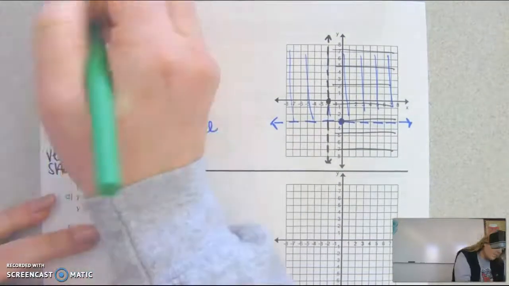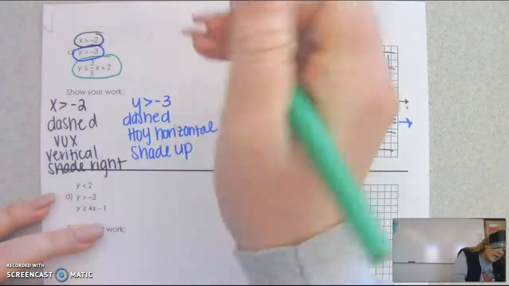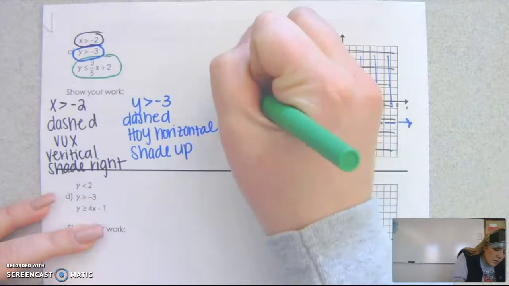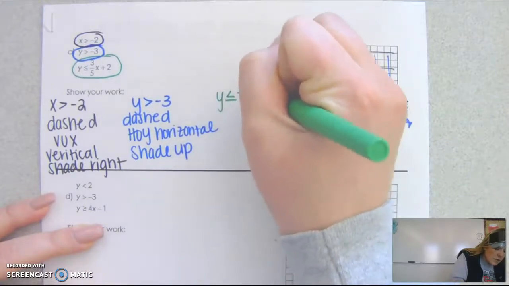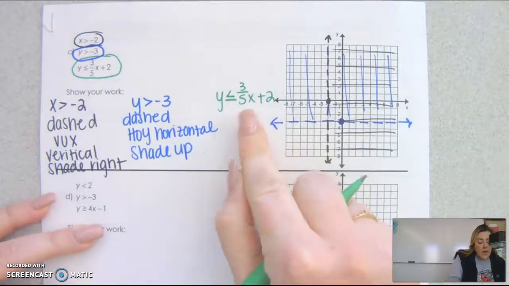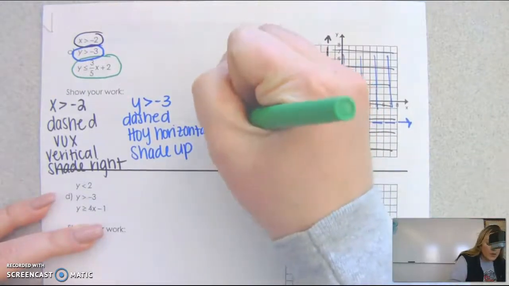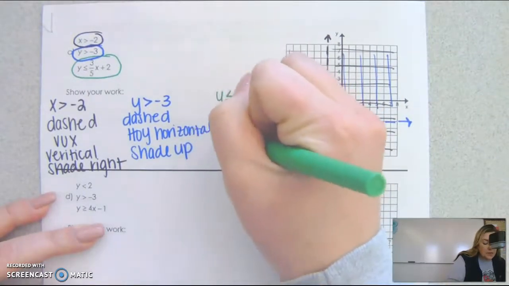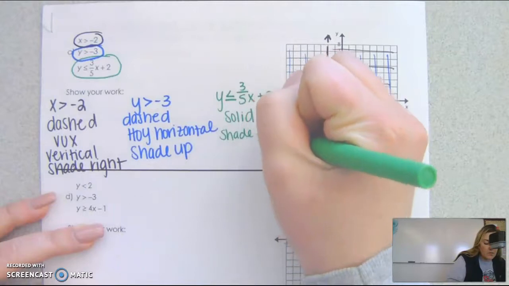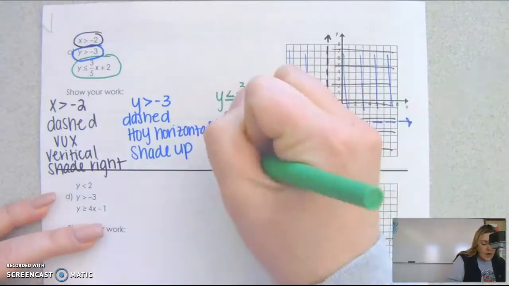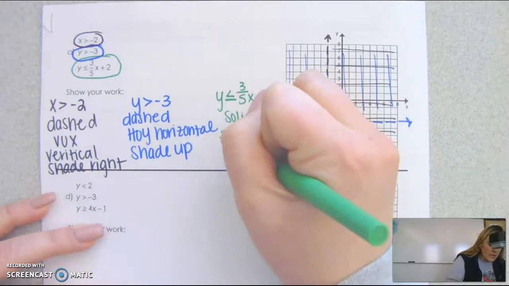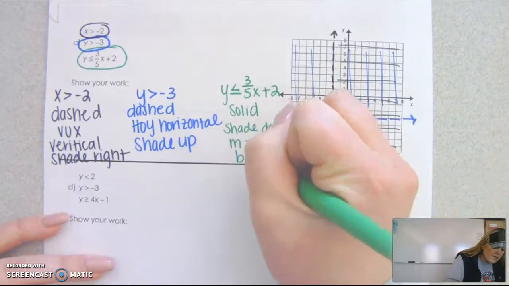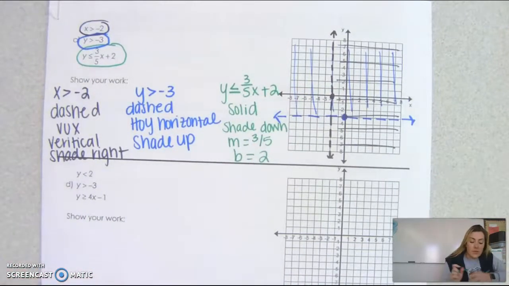Okay, my third line is y is less than or equal to 3/5 x plus 2. So since I have a less than or equal to, that's going to be a solid line. It's less than, so I'm going to shade down. I know that my m is 3/5. That's the number that's with x. And my b is +2. That's where I'm going to begin.